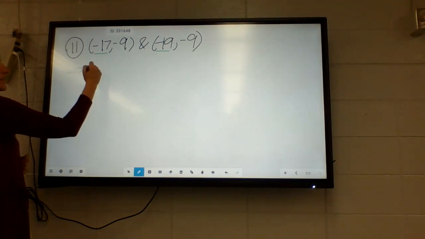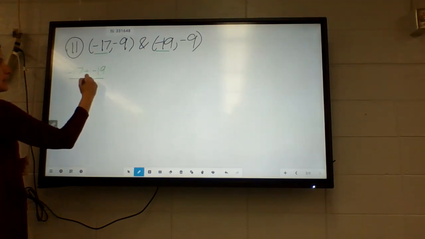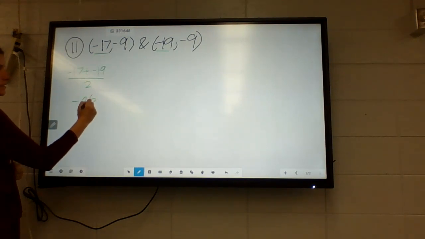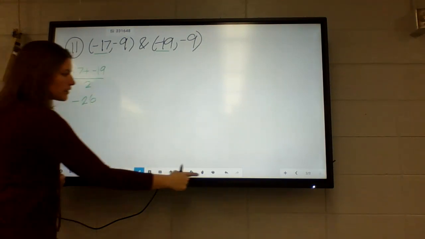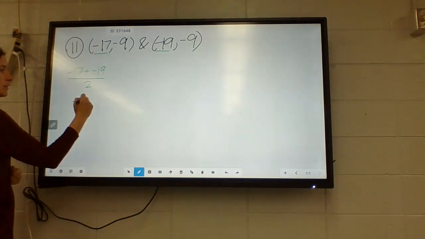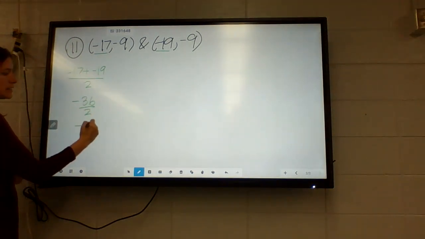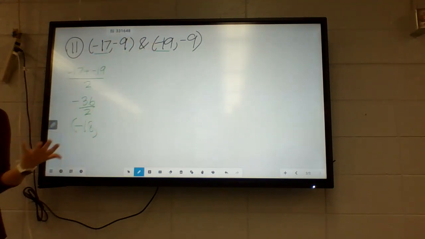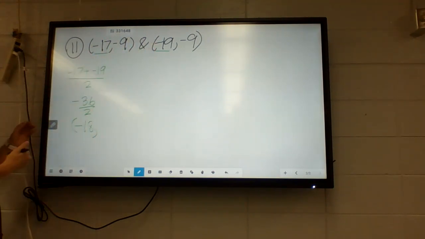But negative 17 plus a negative 19, divide by 2. So that's going to be a negative 36, thank you. Divide by 2. So that's a negative 18, which again makes sense. Between negative 17 and negative 19, the middle is negative 18.